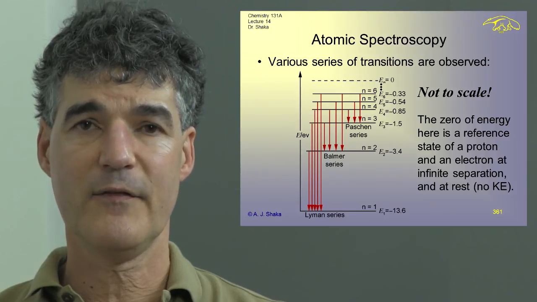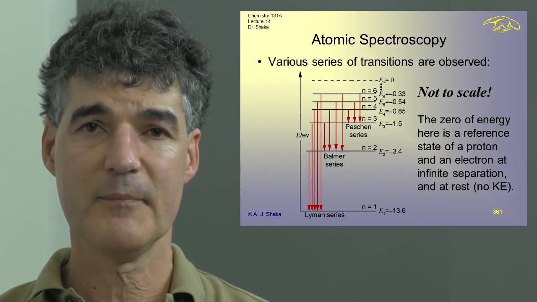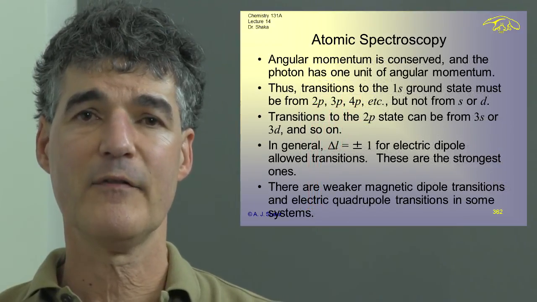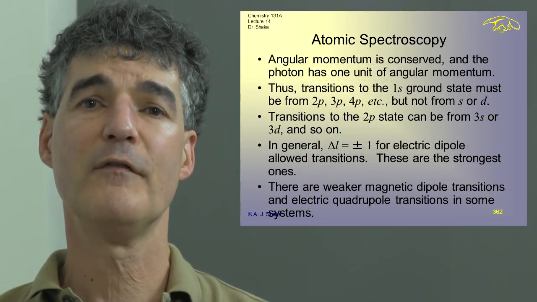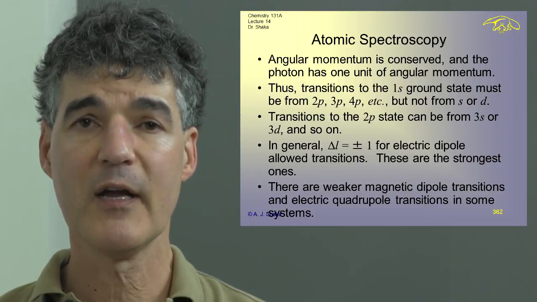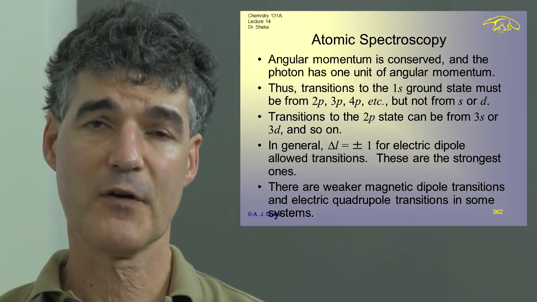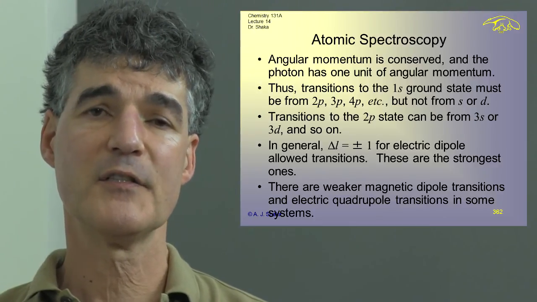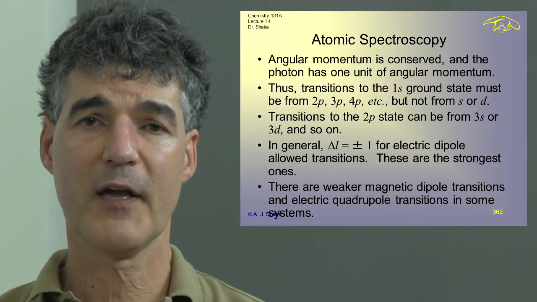The selection rules are a little bit more complicated, however, and the first thing is that a photon has 1 unit of angular momentum, h bar. Angular momentum is conserved. And so when the electron makes a transition, there has to be a change by 1 unit of angular momentum.